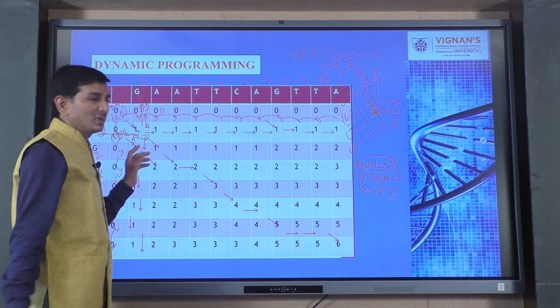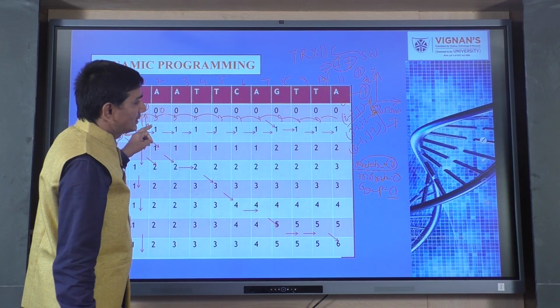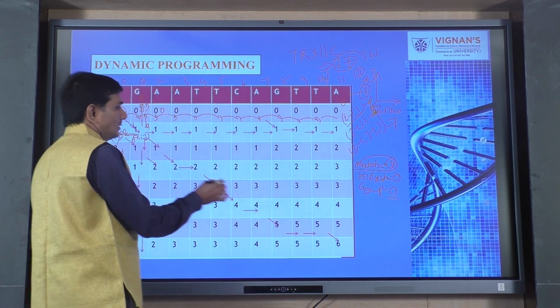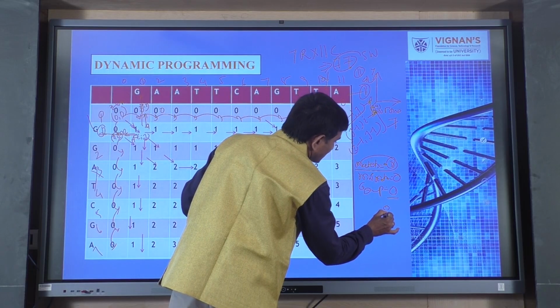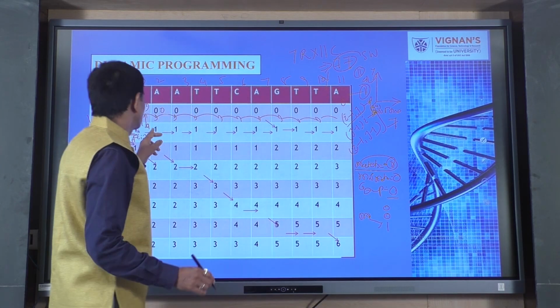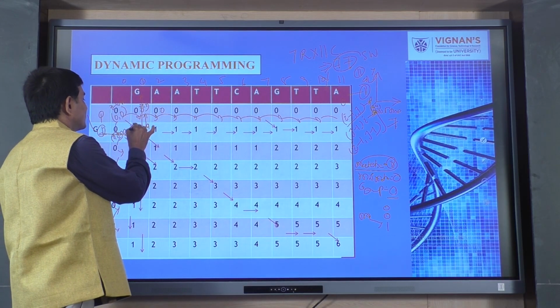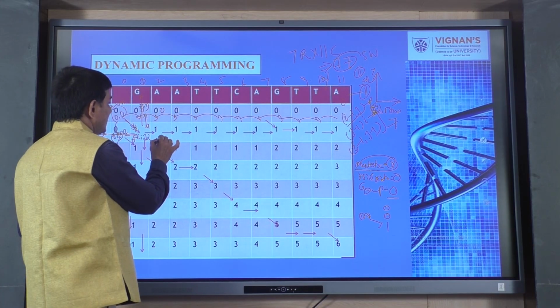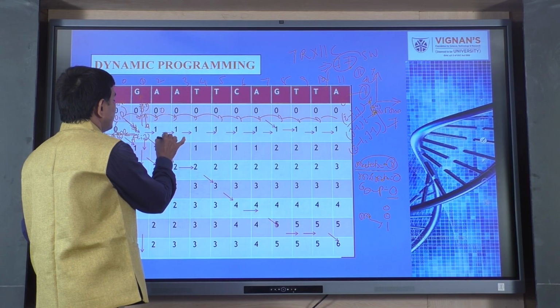So, the three possible values are 0, 0 and then 1. So, the max of these three values is 1. So, value 1 is assigned for this particular cell and then the direction. Coming to the second cell, same is the case, the address of this cell is f of I comma j.